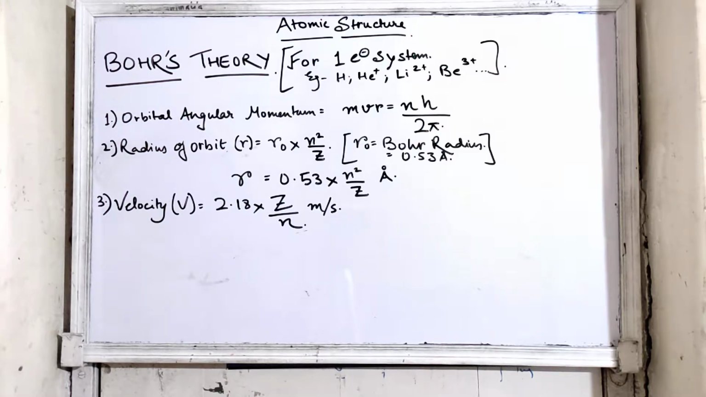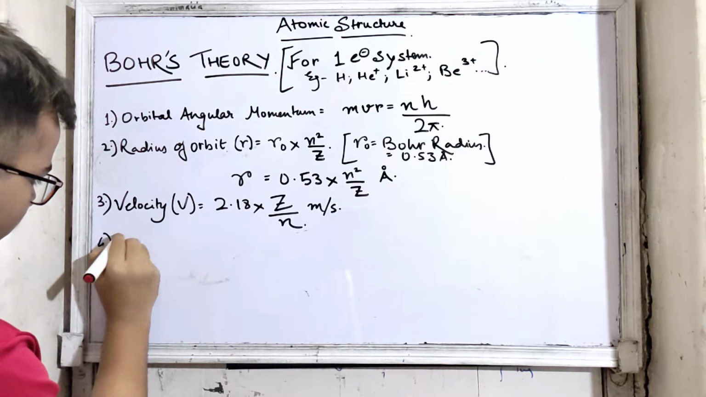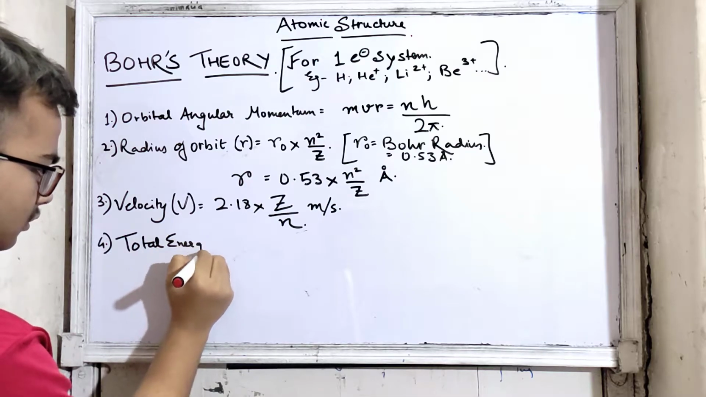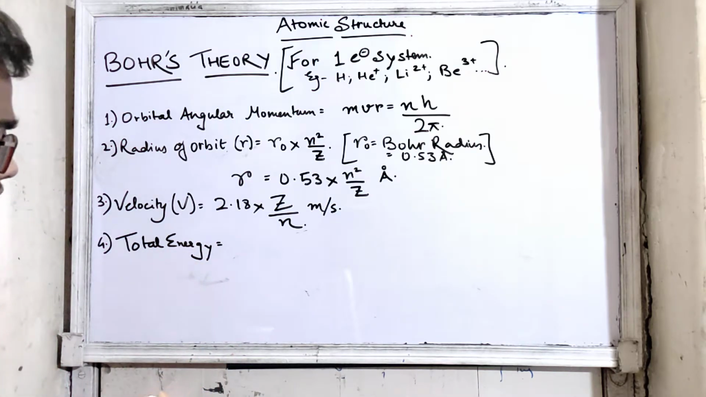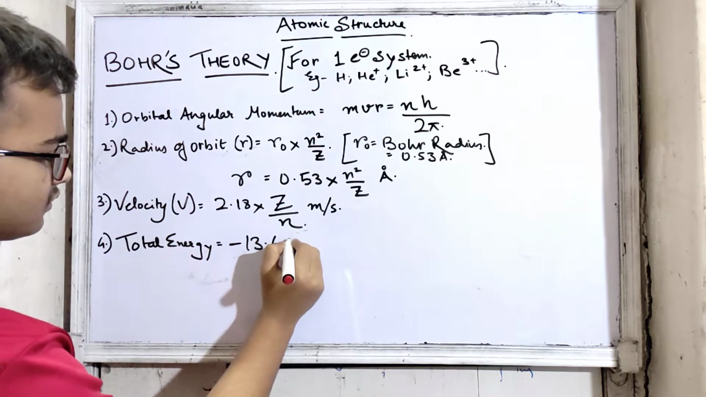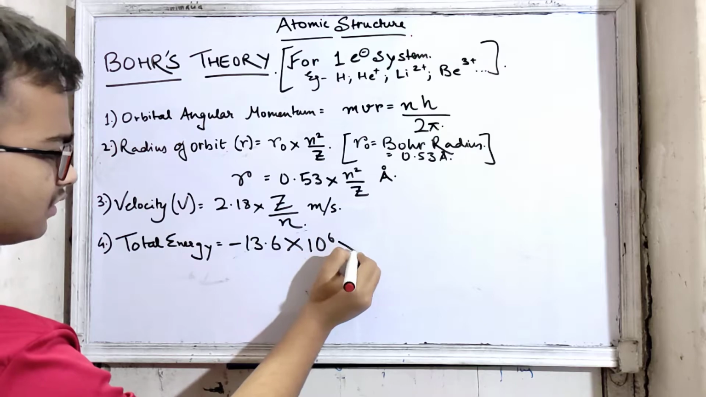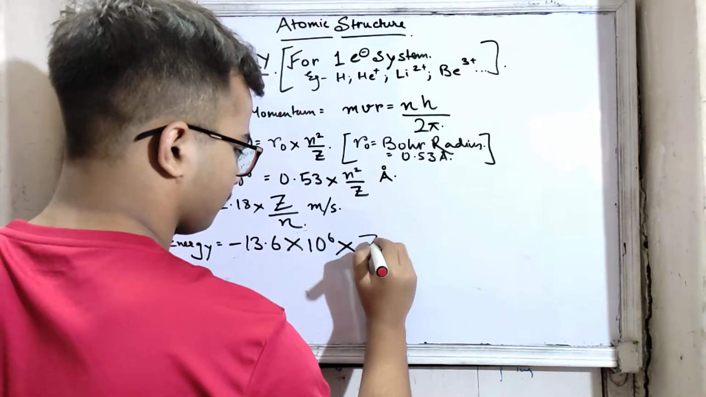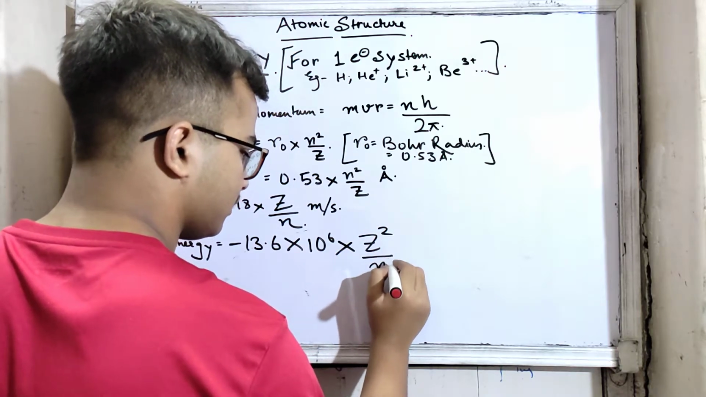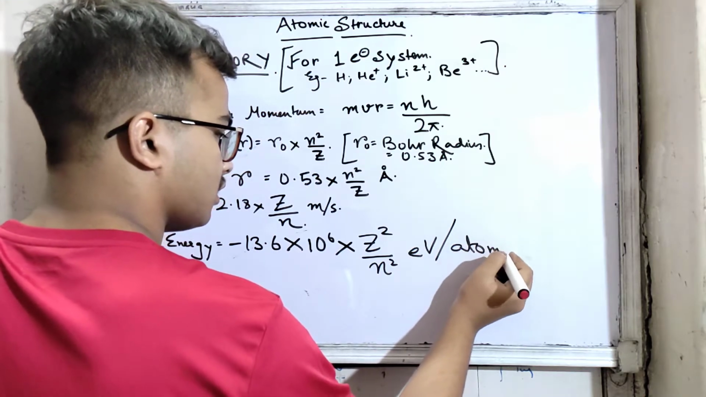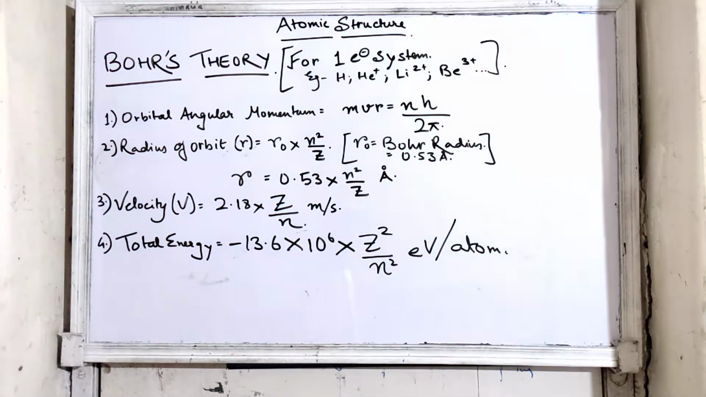Okay. Now the total energy of the electron in the orbit. Bohr gave this formula by deriving, it is equal to minus 13.6 into 10 to the power 6 into z square by n square electron volt per atom. Please keep in mind the units.